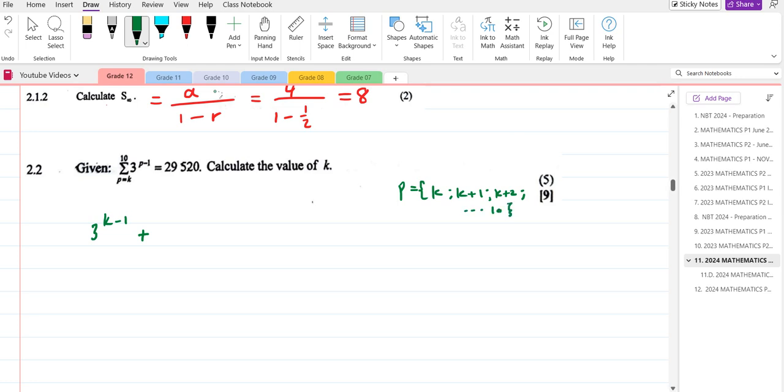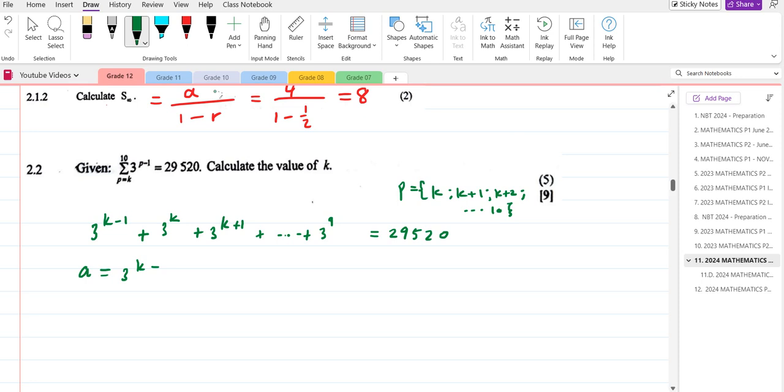Now 3 to the power k minus 1, then 3 to the power, remember k plus 1 minus 1 is just 3 to the power k, plus 3 to the power k plus 2. If I substitute k plus 2 in p, k plus 2 minus 1 is k plus 1, plus dot dot dot, right? And the last value is 3 to the power 10 minus 1, which is 3 to the power 9, and that's equal to 29,520.